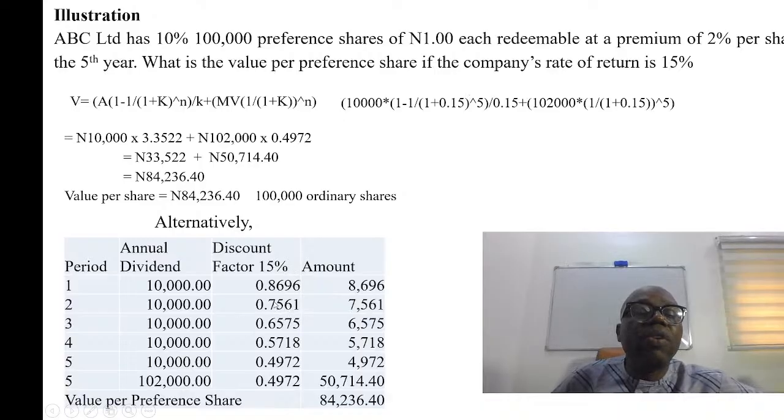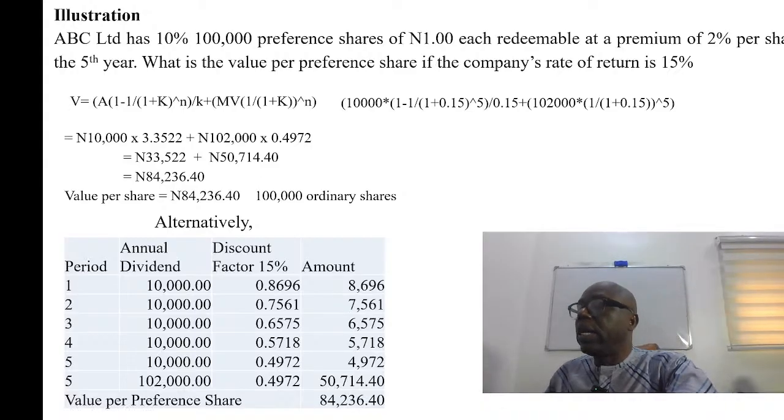And then the second year will be 1 over 1.15 raised to power 2. This one will be raised to power 3. This one will be raised to power 4. And this one will be raised to power 5. So when you do that, 1 over 1.15 raised to power 2, you get this. Raised to power 3, you get this. Raised to power 4 and power 5, you get this. So when you multiply it out, this is the value you get for each year. And if you sum up and then at the redemption of the share, this is the value you get. If you sum it up, you have 84,236 naira 40 kobo, just exactly what we have here.